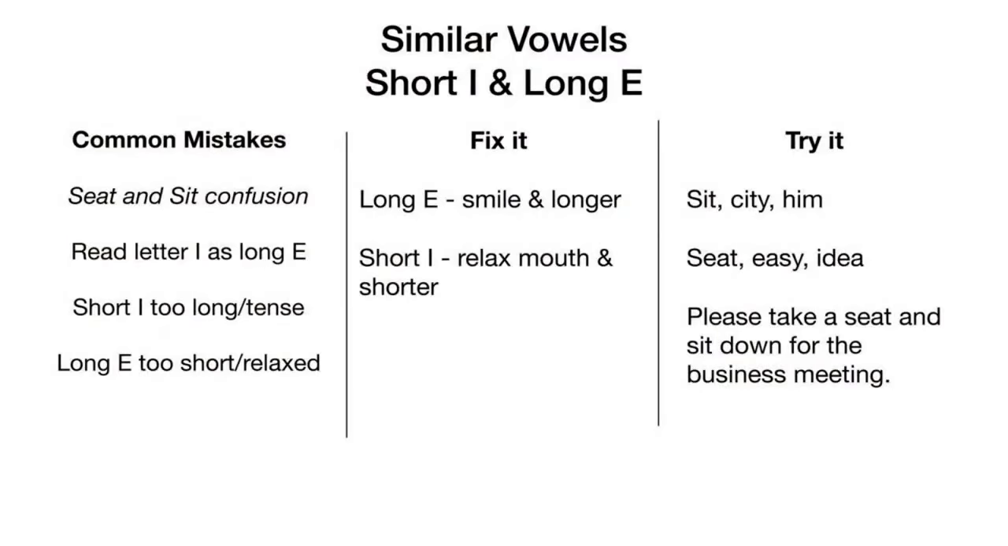Okay, so let's talk about how we fix it. For the long E, I want you to smile, and we are going to think about making that sound longer and tenser. E, E, E. Let's try it in a word. Seat, seat, seat. Okay. Now, still watching my mouth, all I'm going to do is relax my cheeks.